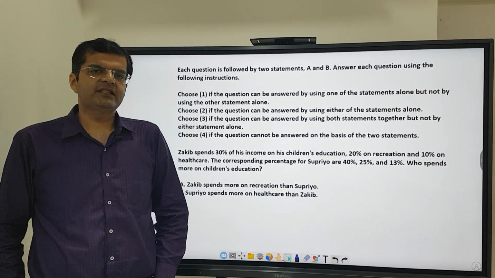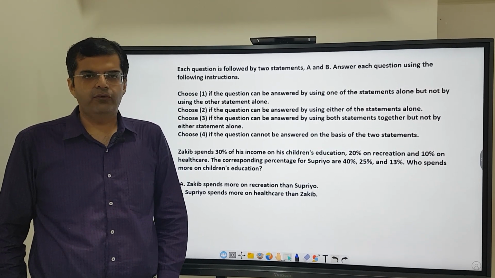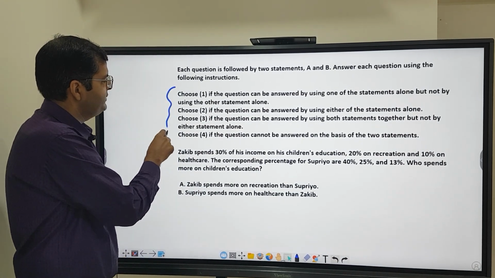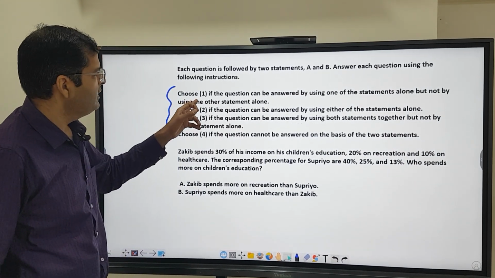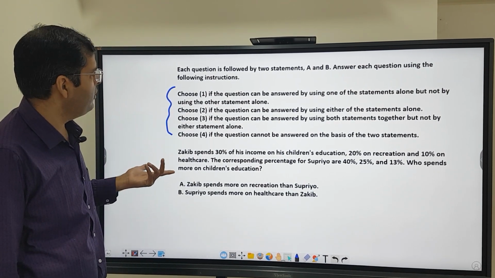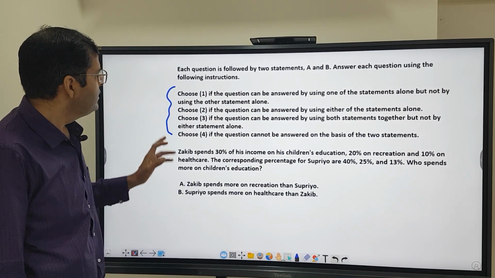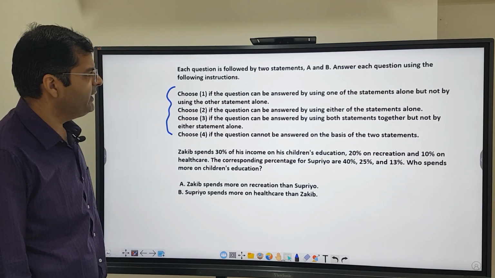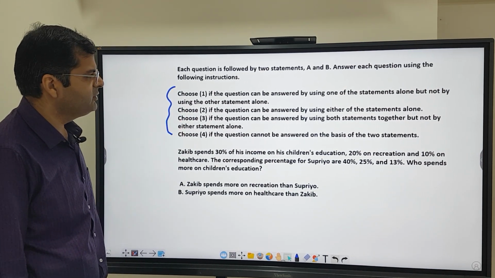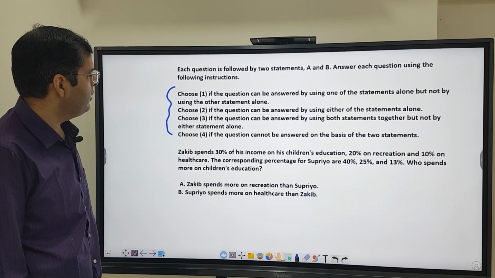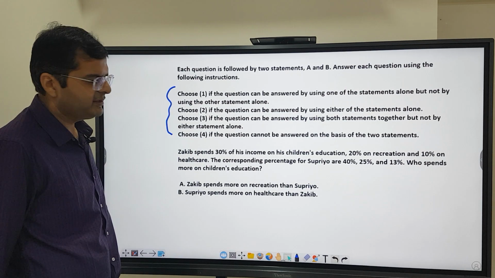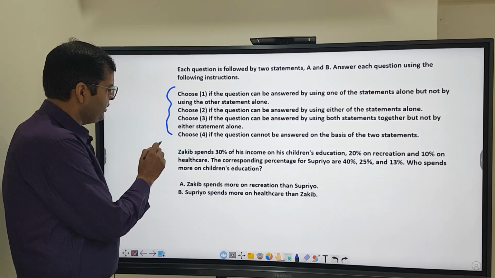So this is the data sufficiency question from the CAT 2004 paper. You see the instruction over here for data sufficiency. It says choose one if the question can be answered by using one of the statements alone but not by using the other statement alone. Choose two if the question can be answered by using either of the statements alone. Choose three if the question can be answered by using both the statements together but not by either statement alone, and choose four if the question cannot be answered on the basis of the two statements. Let's see. So this is the question here.